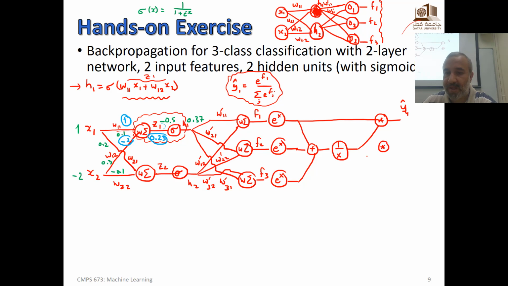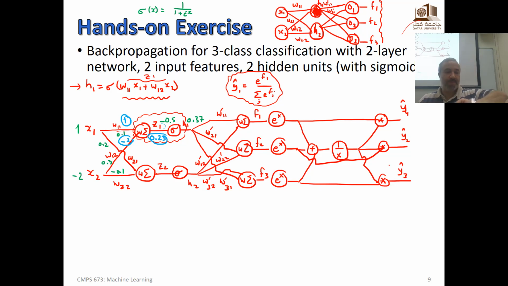Another multiplication. This one times what? This one, right? Not F2. Not F2. It's the exponential of F2. Which is y2 hat. And then a third one, which is this one with this one, will give us y3 hat. Are we done? No. What is missing now?